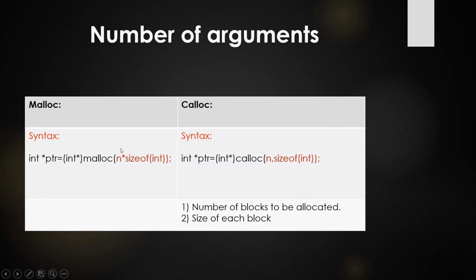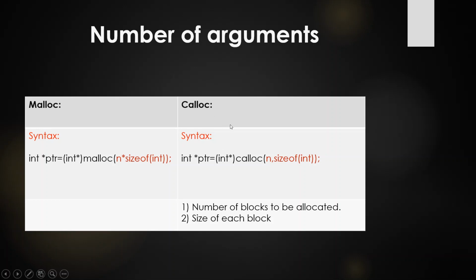See, malloc is sending only a single argument to the library function. The compiler, on seeing malloc here, will check for the definition of malloc in the header files. In those header files, malloc has to be sent some arguments, right? We are sending only a single argument here. It means n into sizeof int is what I am sending to malloc.